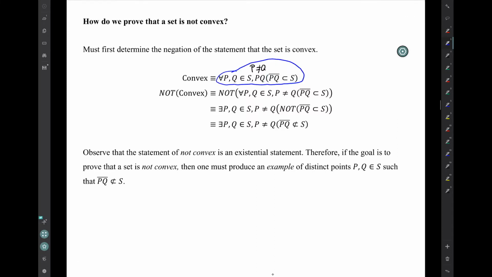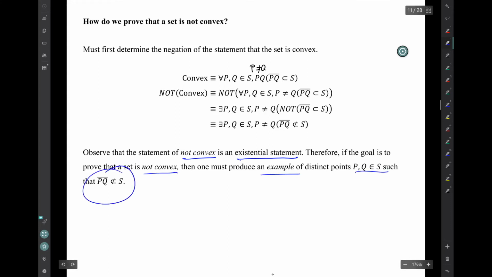The statement that a set is not convex is the following. There exist points P and Q in set S where P is not equal to Q such that segment PQ is not a subset of S. So observe that the statement of not convex is an existential statement. Therefore, if the goal is to prove that a set is not convex, then you have to produce an example of distinct points P and Q in the set S such that segment PQ is not a subset of set S.